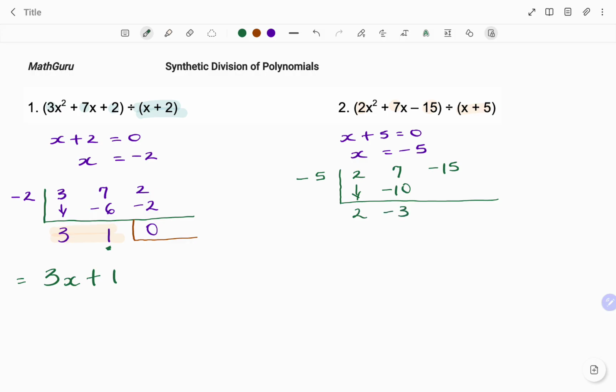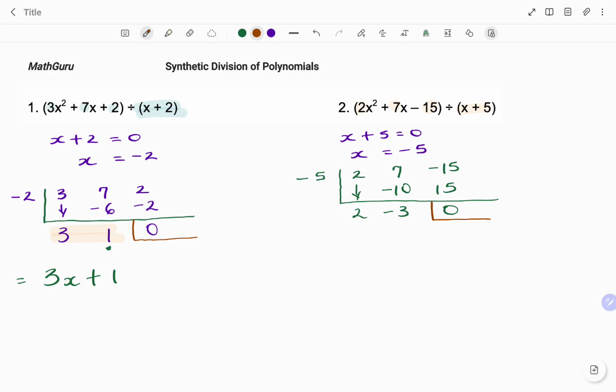Then I'm going to repeat the process. I have negative 5 times negative 3. That will give me positive 15. And then if I add negative 15 plus 15, that will give me a 0. And what that means is, if I divide the polynomial 2x squared plus 7x minus 15 by x plus 5, there will not be a remainder.